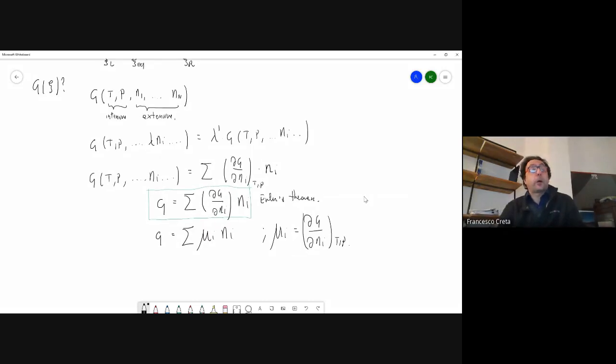So if our initial problem is to find an explicit function for G that we can eventually minimize, then look, the problem now is shifted towards finding an expression for the chemical potential. I'll write it here. We need an expression for the chemical potentials of each species, mu i.